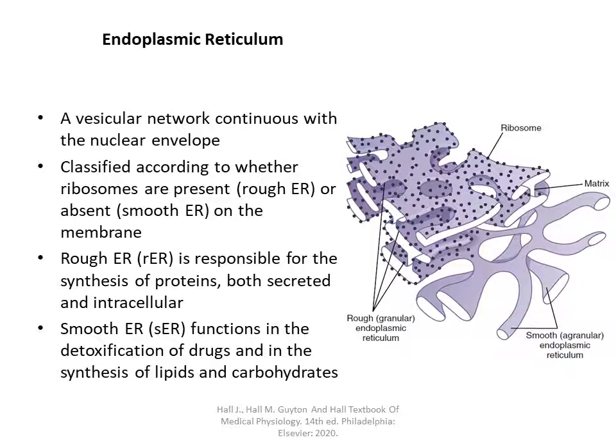What are the functions of rough endoplasmic reticulum? It is responsible for the synthesis of proteins, both which are to be secreted or not. Smooth endoplasmic reticulum functions in the detoxification of drugs and in the synthesis of lipids and carbohydrates. So it has more of a synthetic function and also a protective function. So smooth endoplasmic reticulum and rough endoplasmic reticulum have different functions, and you have to remember these at least.